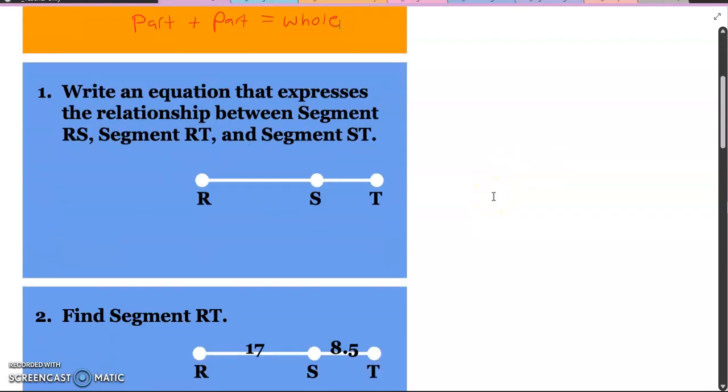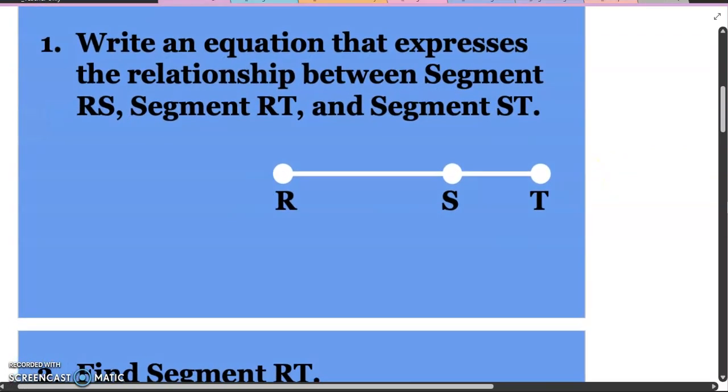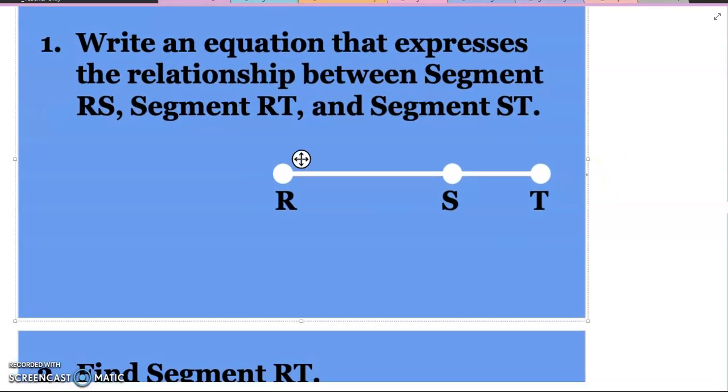So here it is. Write an equation that expresses the relationship between segment RS, segment RT, and segment ST. Much like the example we did with the Google map, we can see that there are two smaller segments, RS, this is the first one, and then ST. So I know that if I take the segment RS and add the segment ST to it, it's going to equal segment RT.